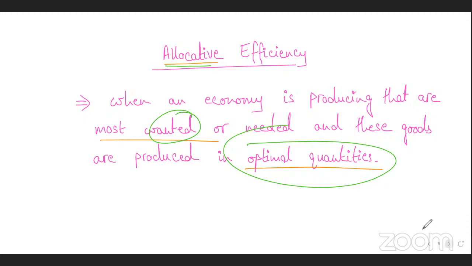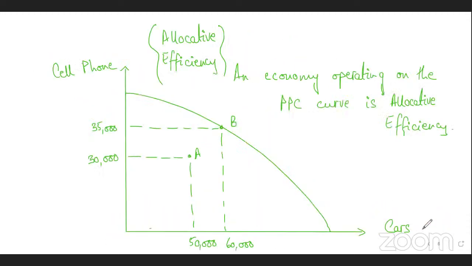Okay, now after we have known this, we need to know in which scenarios economic efficiency exists and in which scenarios economic efficiency doesn't exist. So that's the next part.